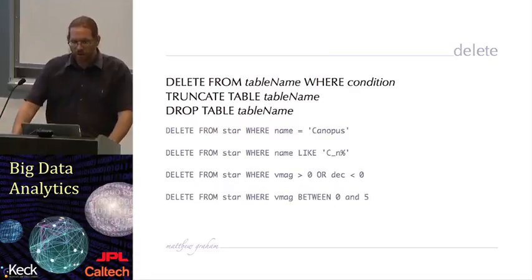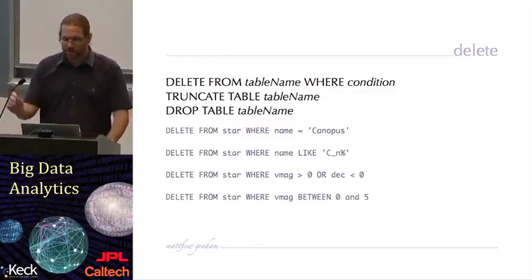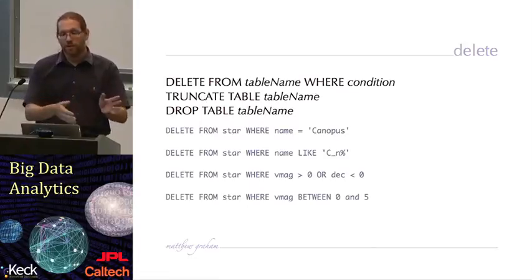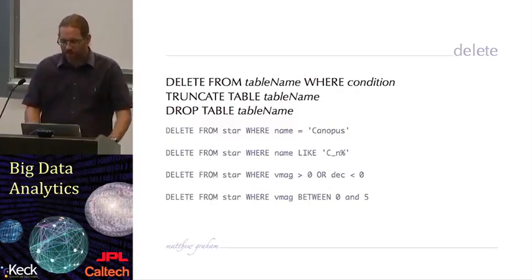If I want to get rid of all stars where the name begins with the letter C, and there's maybe an N in it, I would do that second syntax. This is making use of the like construction in the where predicate. Or if I want to specify a range, delete from star where V magnitude is greater than 0 or DEC is less than 0, Boolean construction. Or I can use the between construction to say I want to get rid of that information from the star table where the V magnitude is between a particular set of constraints.